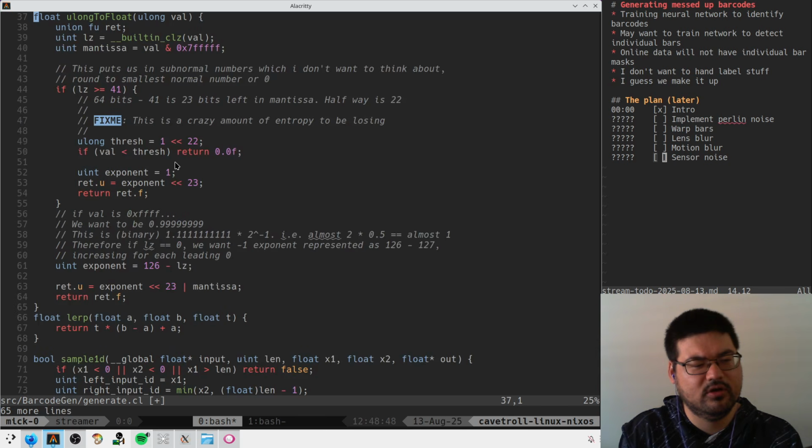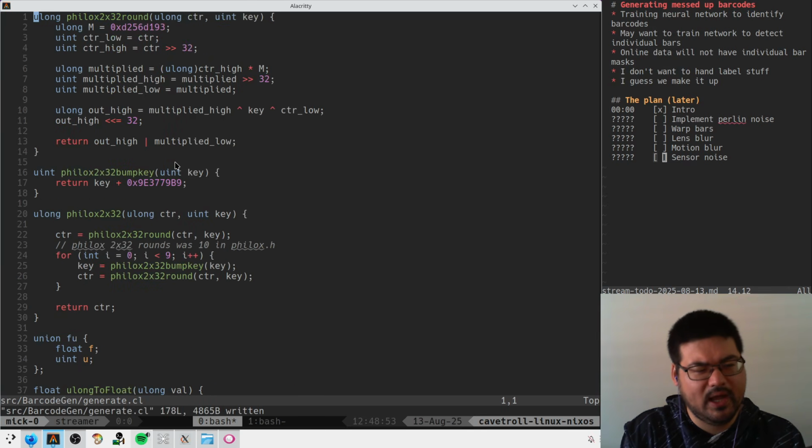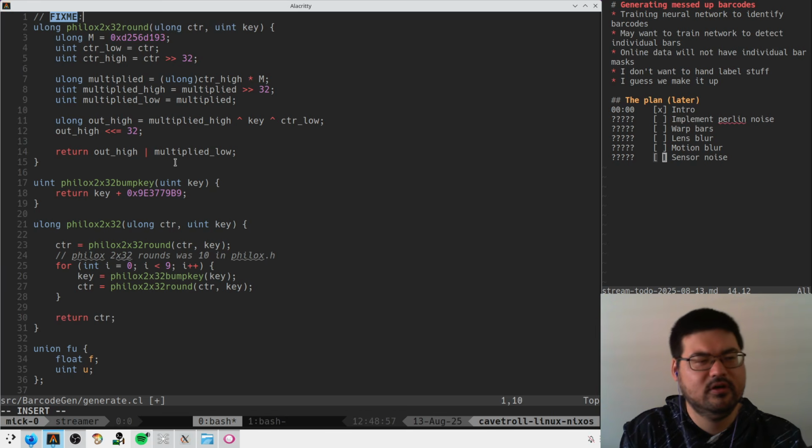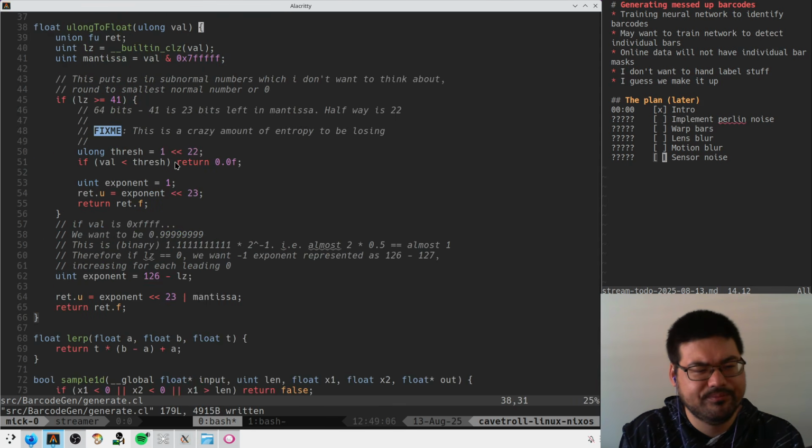So we have, how did this random stuff work before? We had, and I'll put a FIXME: include rand.cl instead of copy pasting. I just don't know how to handle includes here yet. This is a problem for later.